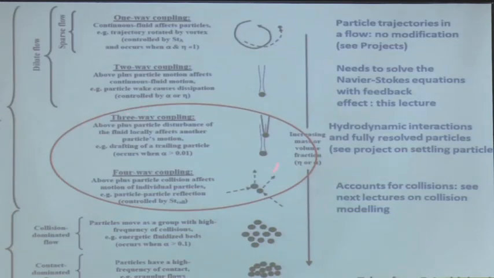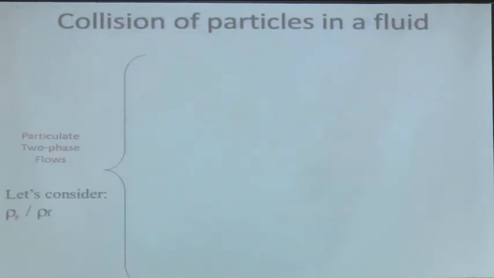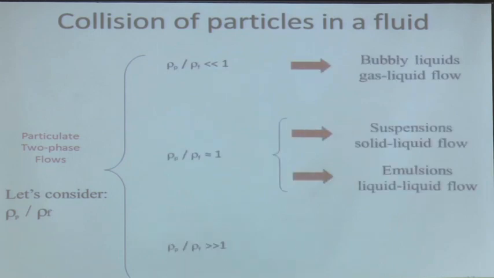So now I'm going to talk briefly about moving to four-way coupling simulation, because as you increase the concentration, the distance between the particles is going to decrease. So there is more probability for interaction and collision. So what is going on when two particles are colliding in a fluid? Again, you have different configurations depending on the density ratio.